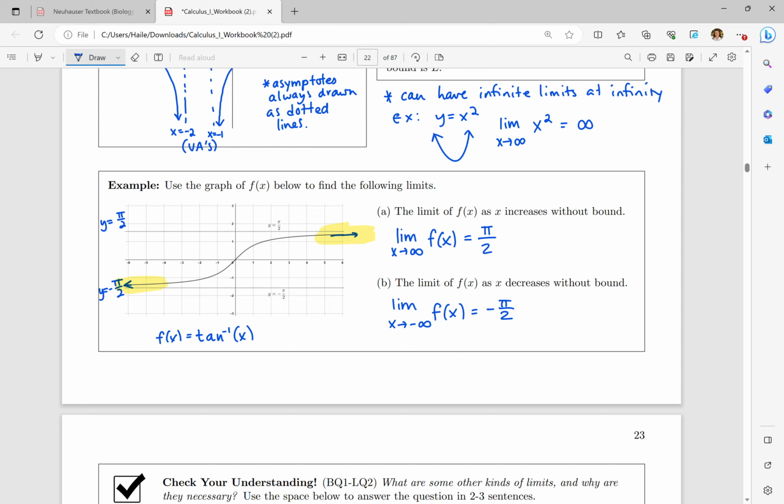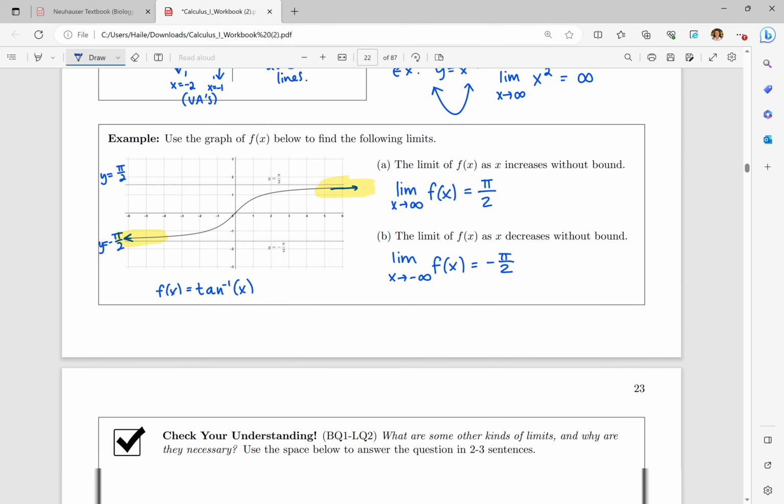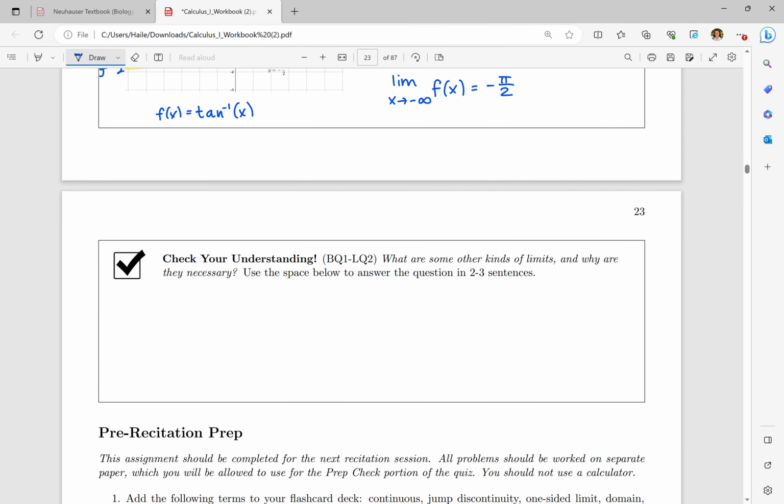Okay, so the last thing you need to do in lesson 2 is just go through this check your understanding prompt and make sure to answer the little question, what are some other kinds of limits and why are they necessary? So just answer this in 2 to 3 questions, and that's the end of lesson 2.